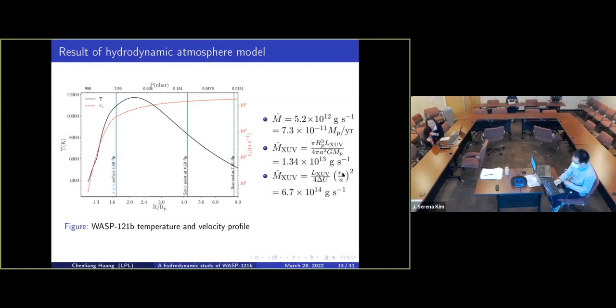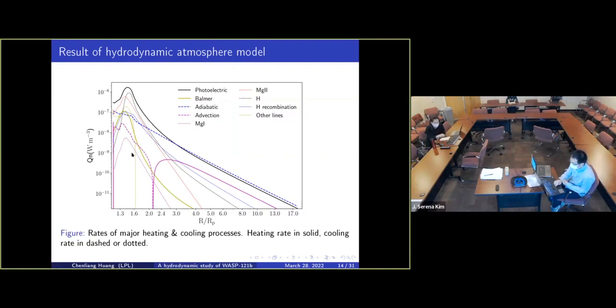The R_E for this one is about 1.45. We can see it from this plot. That's the dominant heating and cooling process. The peak heating is at about 1.4. In this plot, again, we have the heating and cooling against the radius. Solid lines are the heatings and dashed lines are the coolings. By the way, the Balmer continuum heating is already included inside the photoelectric heating, though plotted separately.